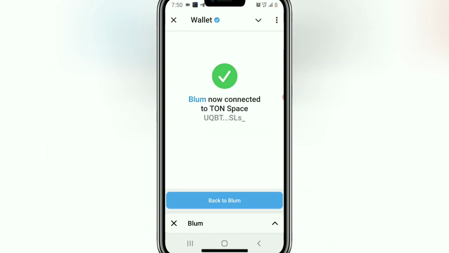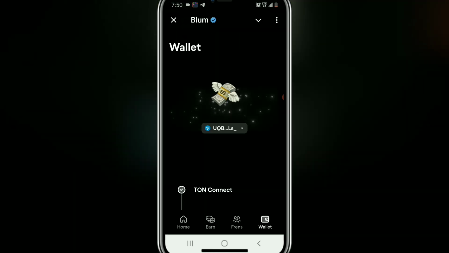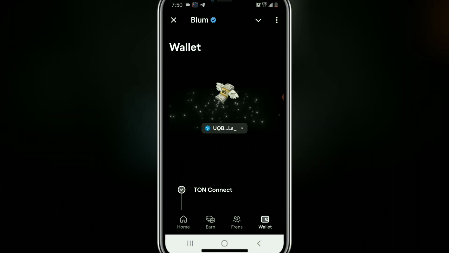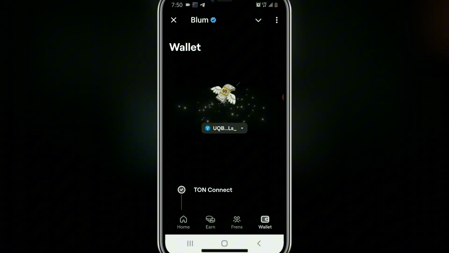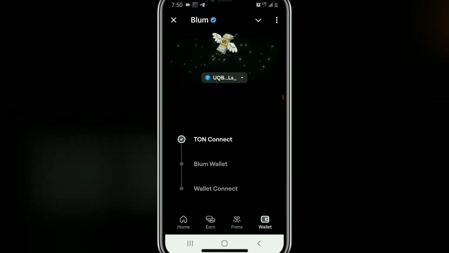As you can see here, I just connected my wallet. When you connect your wallet, you're going to see something like this. A lot of people have been asking me, why are they seeing this? They are not seeing the other one, which is the next move. As you can see here, we have Ton Connect. The first one is Ton Connect. The second one is Blum Wallet.